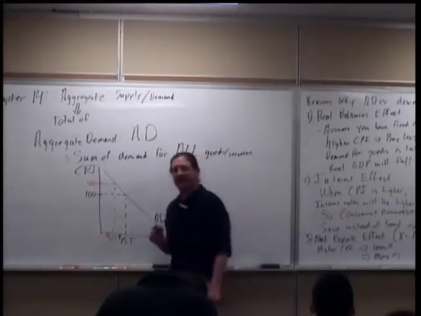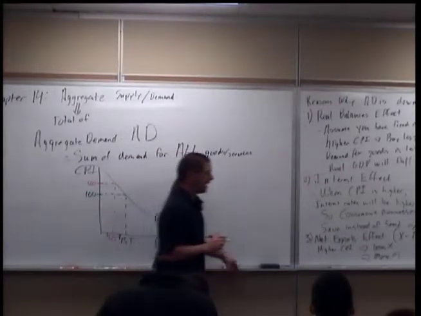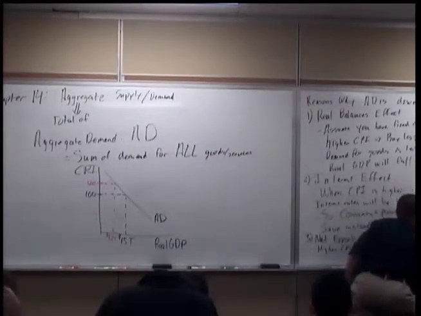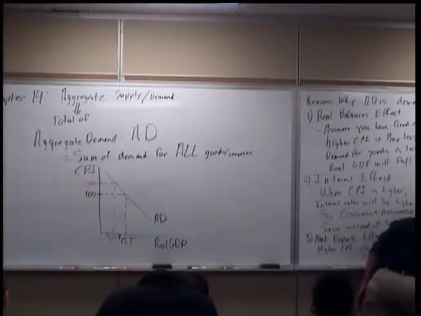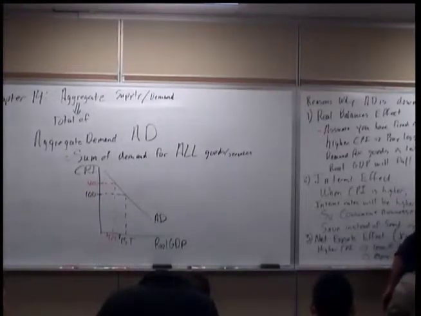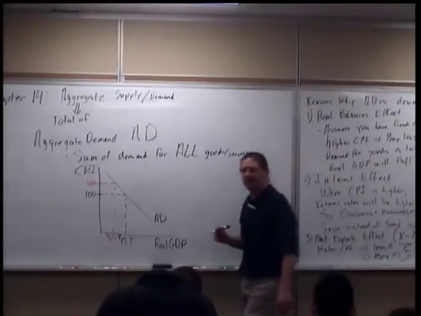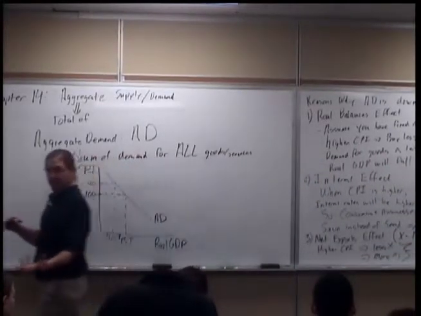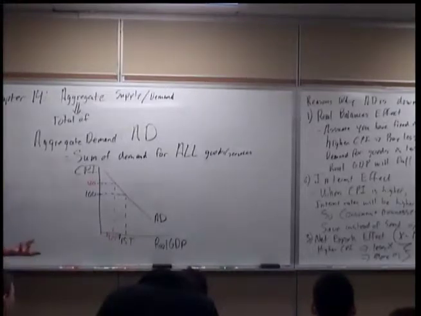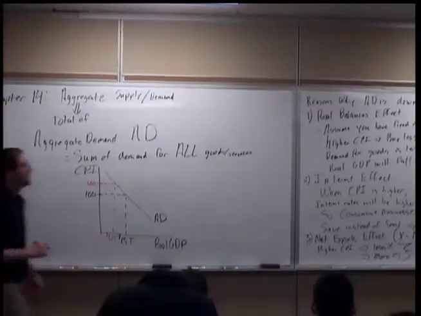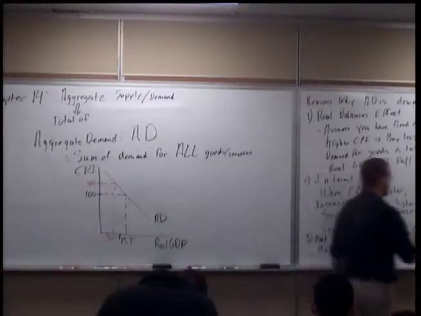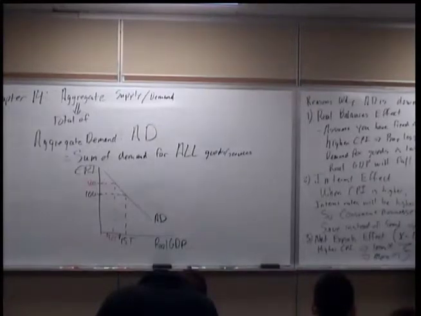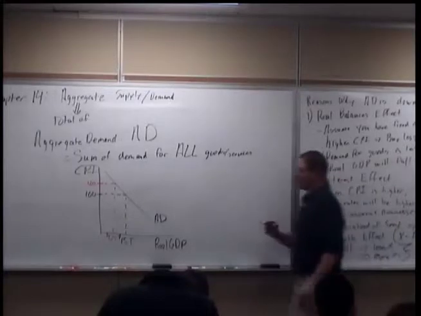So X minus M becomes a bigger negative number. X minus M is negative. And again, when X minus M is negative, that's one of the variables in our equation for GDP. So when this is negative, what happens to real GDP? Real GDP also falls. All right.